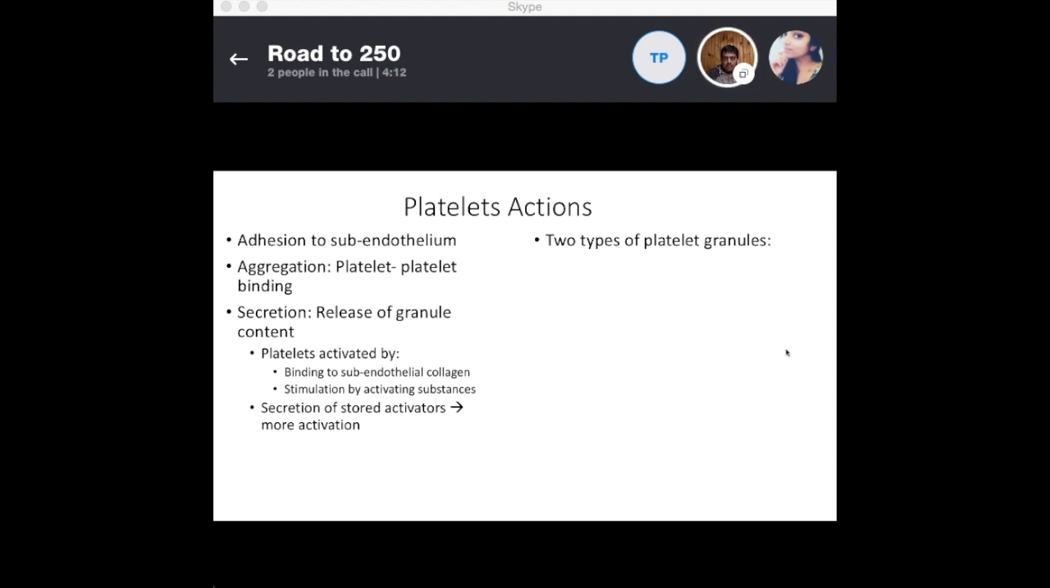So there's 2 types of platelet granules. Can you guys name the 2 types of platelet granules? All right, there's alpha granules, and then there's dense granules. I'm just talking about the general subclass, and within these they have other contents. Fibrinogen is one, and von Willebrand's factor is another for the alpha granules, and in the dense granules, it's ADP and calcium.